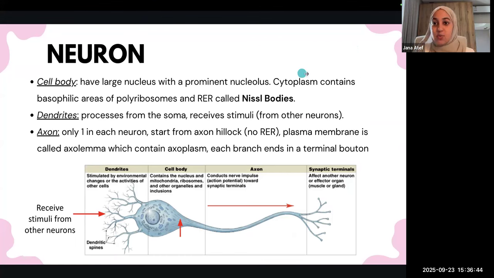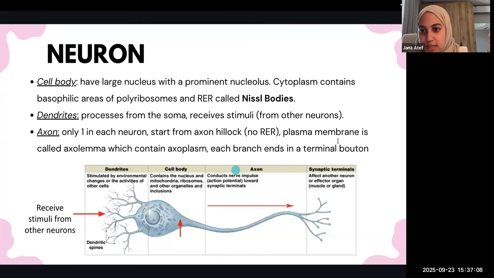This is a neuron. Okay, so what are the parts of a neuron? It has a cell body, it has dendrites, and it has axons. I'm pretty sure you guys know all this information. So let me ask the question: what's a cell body of a neuron also called? Soma. Yes, a soma. A soma is the cell body of a neuron. Okay, what does it contain?